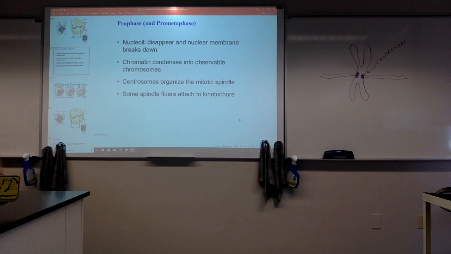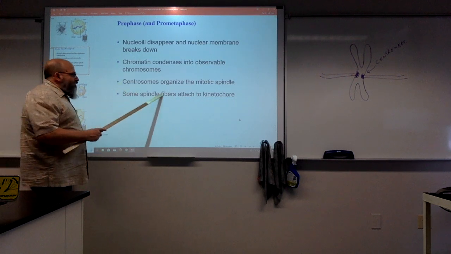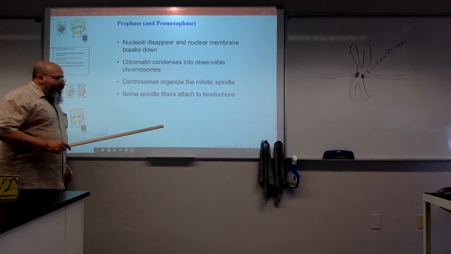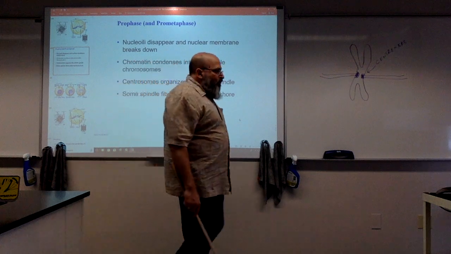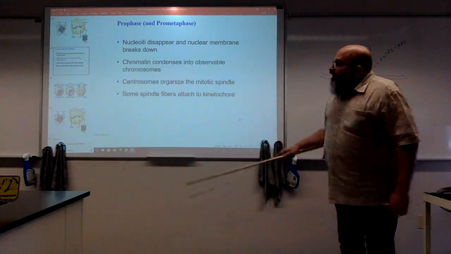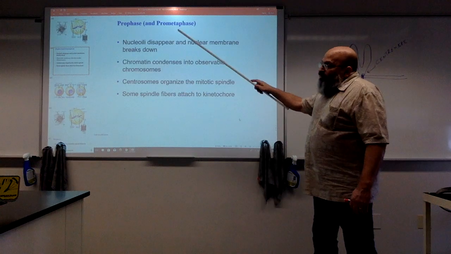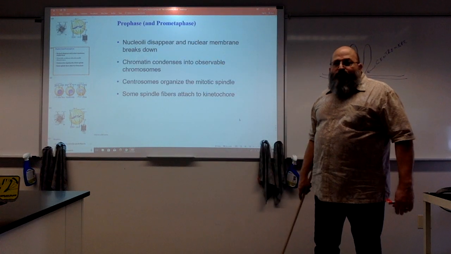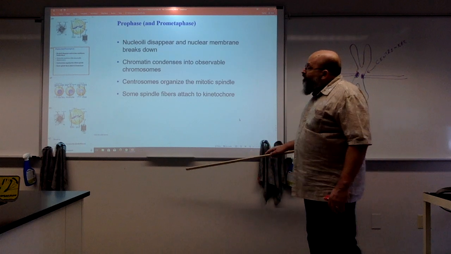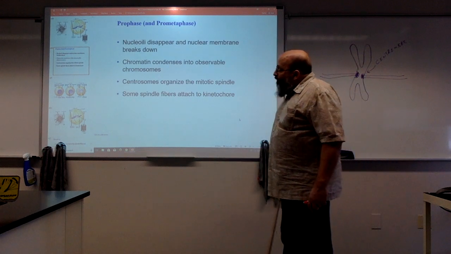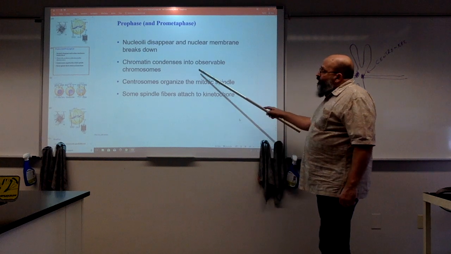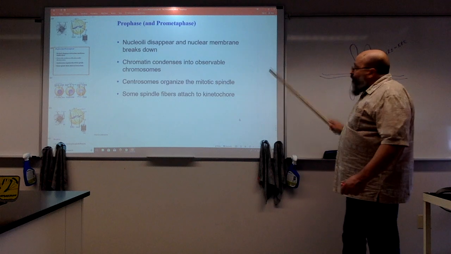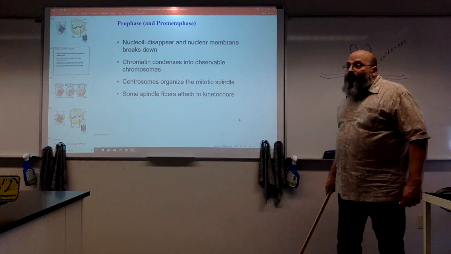And on the exam, I'll list some, if not all, of these events right here. And by each event, I'll have a blank line, and I will have a word bank with interphase, G1, S, G2, prophase, telophase, anaphase, and they won't be in order. And so if one of the events says chromatin condenses into observable chromosomes, and you have to put the right stage there, that would be prophase.